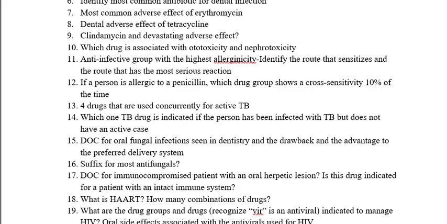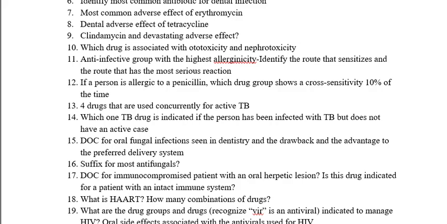All right, 4 drugs that are used concurrently for active TB. So let me think. INH, PZA, ethambutol. It's not streptomycin, rifampin. All right, so INH, PZA, rifampin, which gives you that vampire look, and ethambutol. There's a 5th one that they've added recently, streptomycin. All right, but you just know the 4 and the 1 drug.